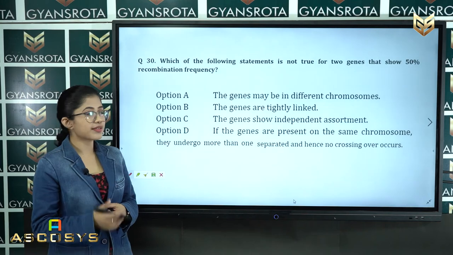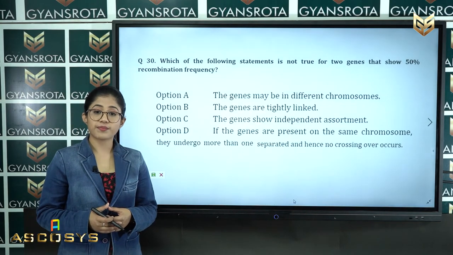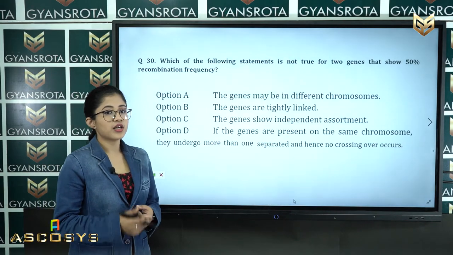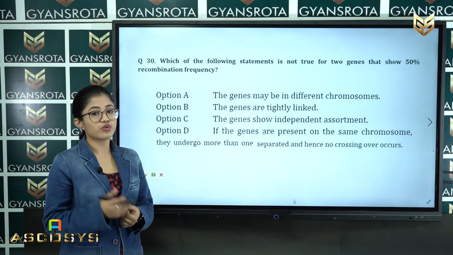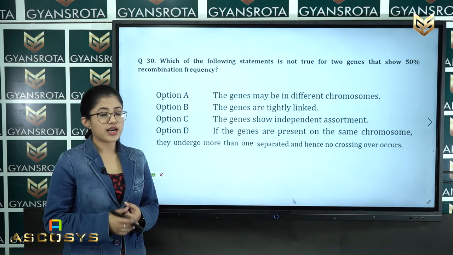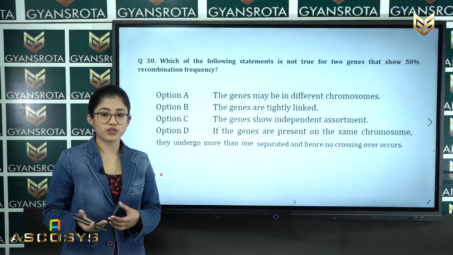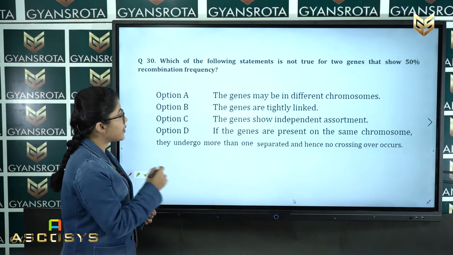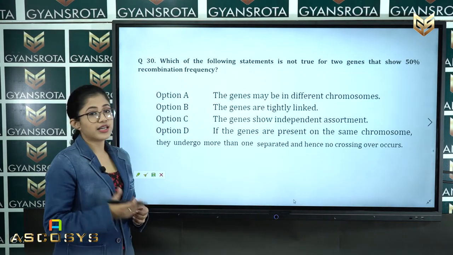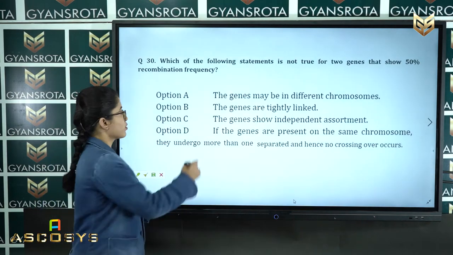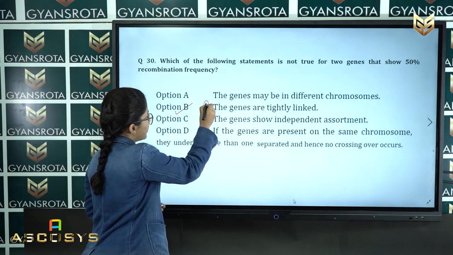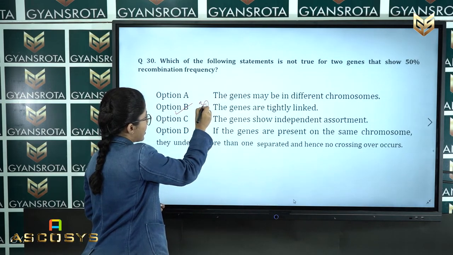So what is the correct answer among these? Student, this is from the chapter Molecular Basis of Inheritance. So what is the question? You have to select the statement which is not true for two genes that show 50% recombination frequency. Recombination takes place because of crossing over. So in option B, it is written the genes are tightly linked, which means the recombination will be very less here. So option B is the correct answer. So if the chromosome is like this, and here are the linked genes A and B.